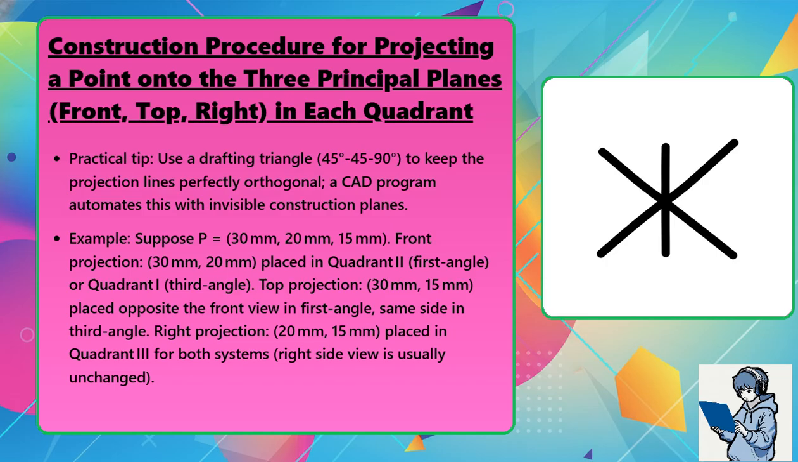Example: suppose P equals (30 mm, 20 mm, 15 mm). Front projection: 30 mm, 20 mm, placed in Quadrant 2 for first angle or Quadrant 1 for third angle. Top projection: 30 mm, 15 mm, placed opposite the front view in first angle, same side in third angle. Right projection: 20 mm, 15 mm, placed in Quadrant 3 for both systems. The right side view is usually unchanged.